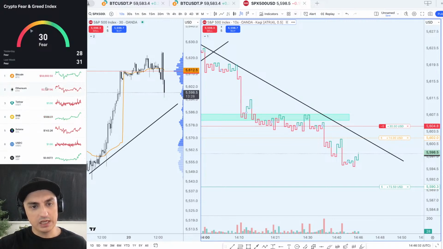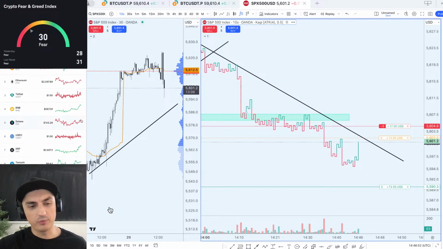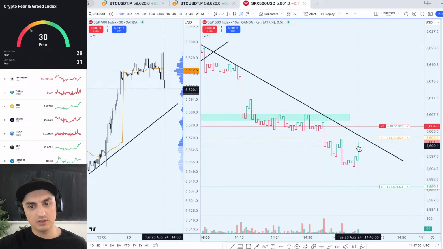So what we got today, you can see over here that we got Ethereum move slightly to the downside, and then BNB stalled at 567. Solana still stalling around 143. It was 145 at some point today. But yeah, I'm looking at the S&P going back to the 600s.